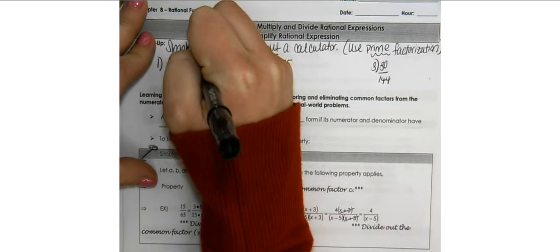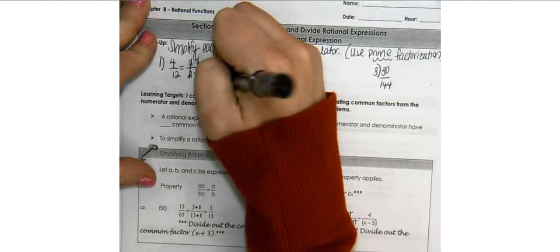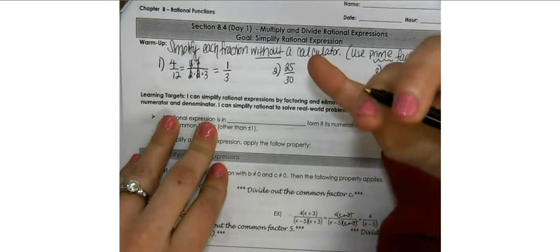So what I'm going to do is cancel out anything that's the exact same in the numerator and the denominator. So I cancel out 2 2's and I'm left with a 3 in the denominator. And whenever you're left with nothing in the numerator, we always leave a 1 there as a placeholder. So our answer is 1/3.